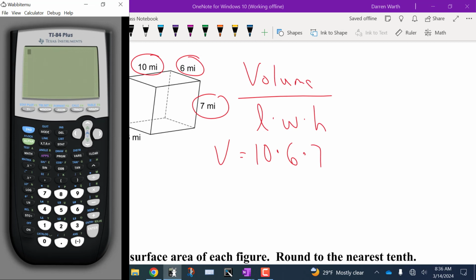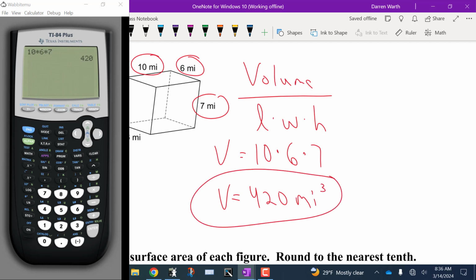So I'm just going to take 10 times 6 times 7. And that answer looks like it's going to come out to be 420. I'm going to take miles times miles times miles. That's going to give me miles cubed. That will be the volume of that rectangular polyhedron.